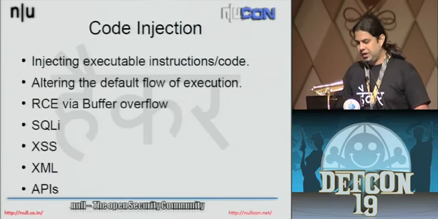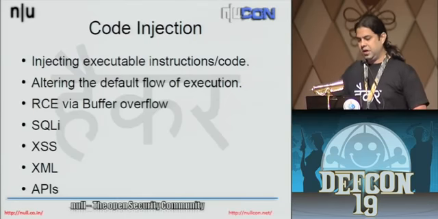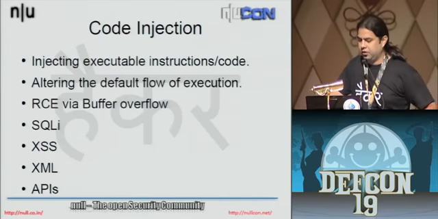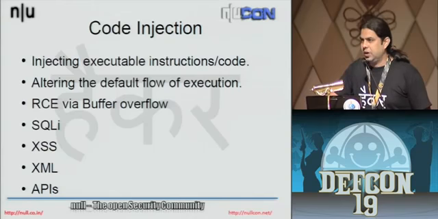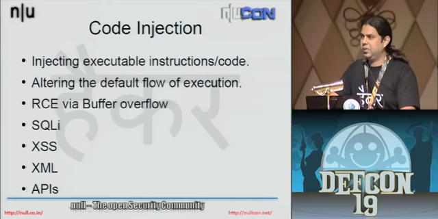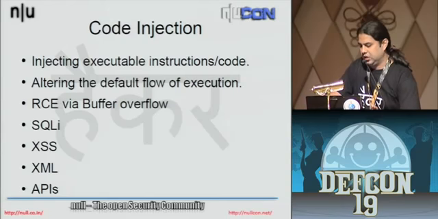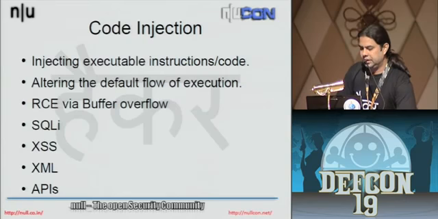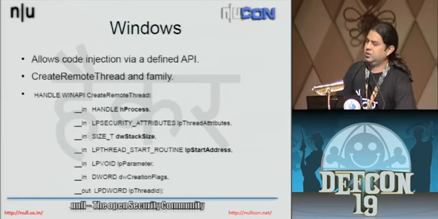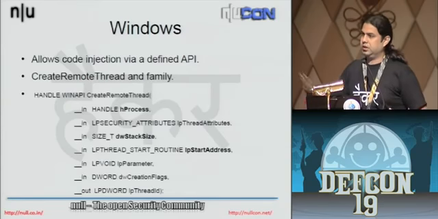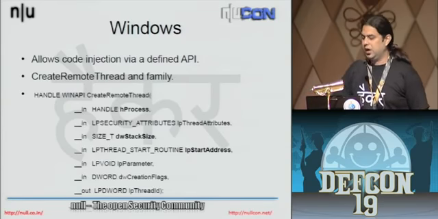Okay, so most of you are already aware of different code injection techniques. You can do remote code execution via buffer overflows, or you can do SQL injection. So I'm not going to talk about it because everybody knows about it. So my interest area is the last, that is the APIs that are provided by the operating systems. So Windows already has an API where all you need to do is just call this function and it'll do the needful, whatever you want to do.